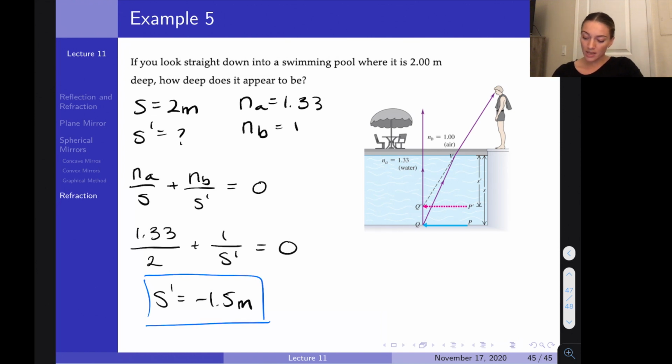So that means the image distance is on the opposite side as the outgoing rays. So the outgoing rays are over here. So our image distance is over here, and it's 1.5 meters away from the interface. That means it looks like the pool is actually 1.5 meters deep.